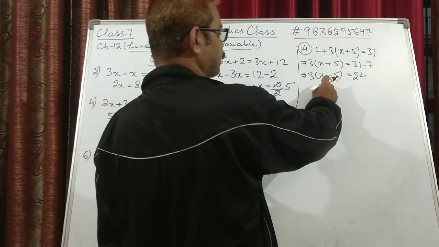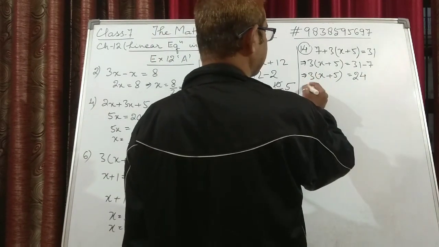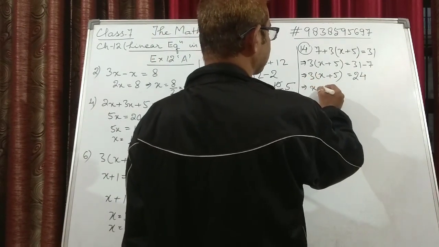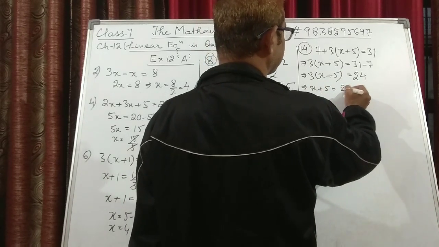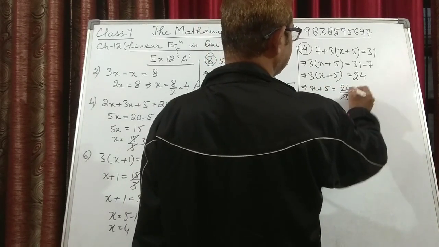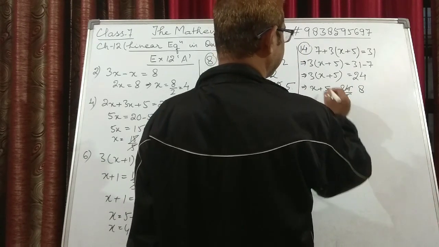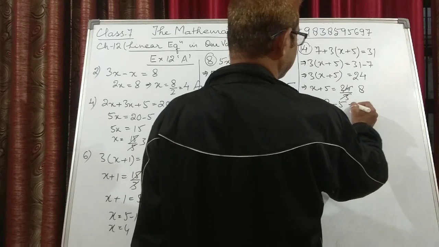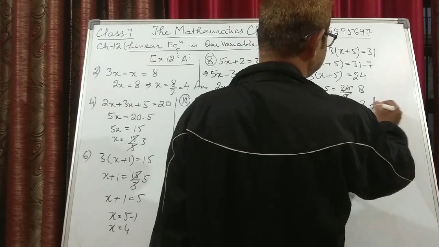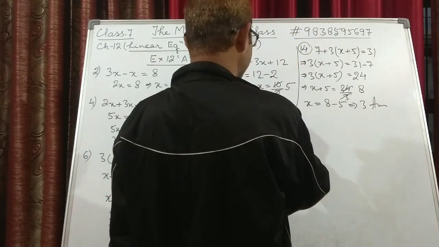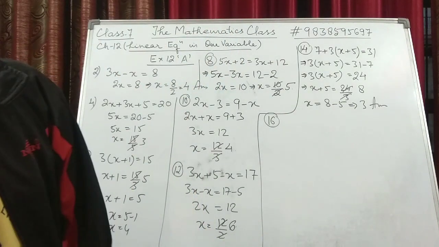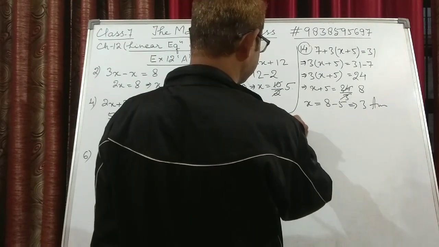Now 3 is multiplied to the bracket, we are bringing 3 to the other side, it comes in division. So x plus 5 is equal to 24 upon 3, that is 8. So x is equal to 8, 5 goes to the side, minus 5, and that is 3. That is the final value. Now question number 16.